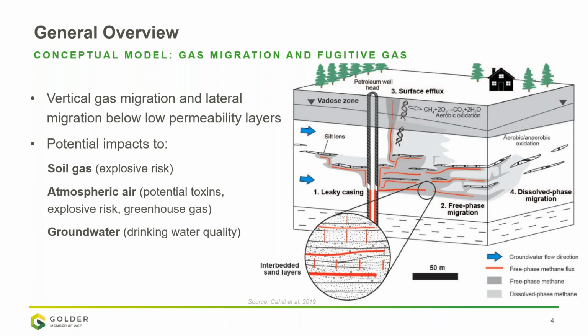The atmospheric air can be impacted if, for example, there's toxins like H2S or benzene in the gas. And of course, methane's a potent greenhouse gas. And there can also be impacts to the groundwater quality.